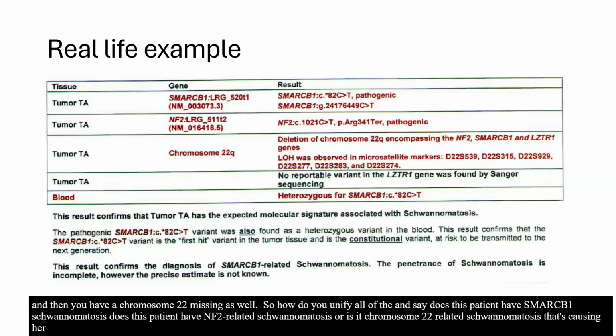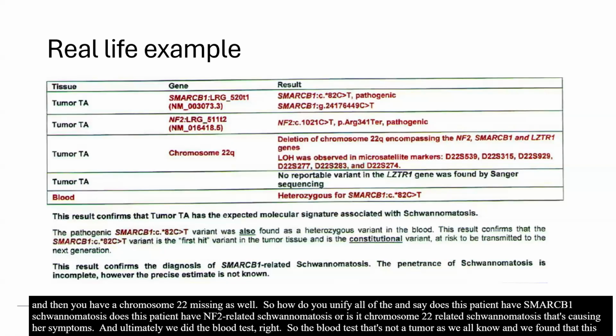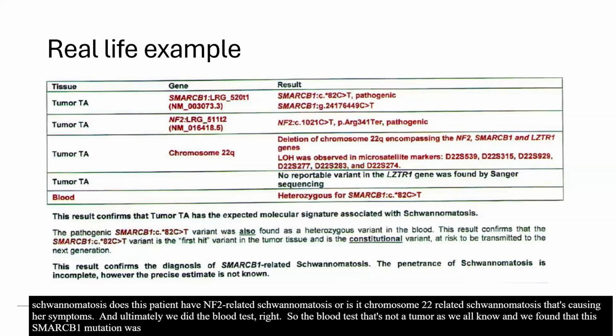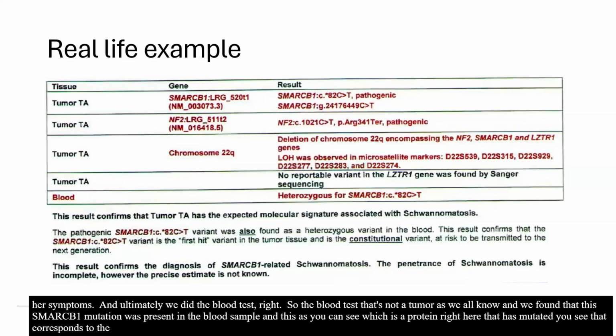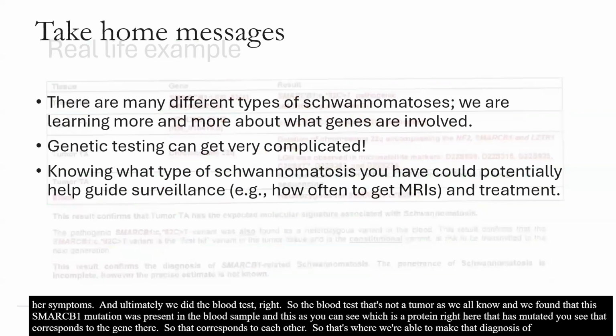And ultimately, we did the blood test, which is not a tumor, as we all know. And we found that this SMARCB1 mutation was present in the blood sample. And as you can see, this protein change that is mutated corresponds to the tumor that's seen there. So that corresponds to each other, this 82C that you see. And so that's where we're able to make that diagnosis of SMARCB1 related schwannomatosis in this patient.